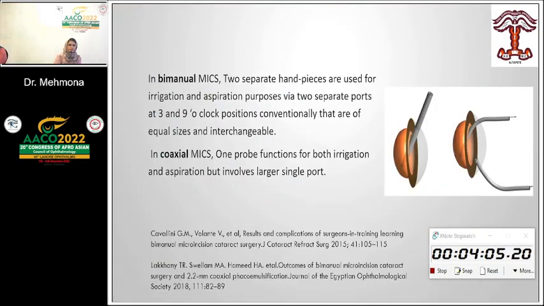In bimanual micro-incision cataract surgery, two separate handpieces are used for irrigation and aspiration via two separate ports that are conventionally made at the 3 and 9 o'clock positions, usually of equal sizes and interchangeable. Whereas in coaxial micro-incision cataract surgery, one port functions for both irrigation and aspiration but involves a larger single port.